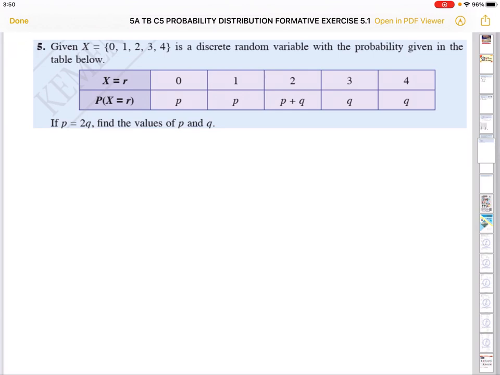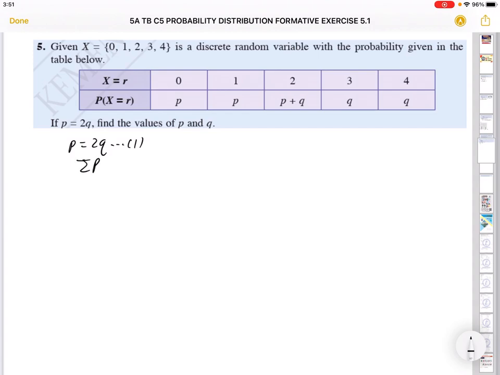So given that p is twice the value of q, find the values of p and q. So basically we have to form 2 equations and solve them simultaneously. Well, the first equation is already given, right? p equals 2q. The second equation, we know that our sum of probability is always 1.